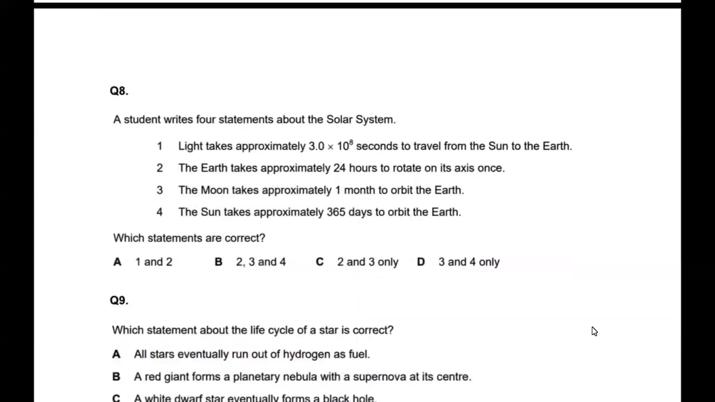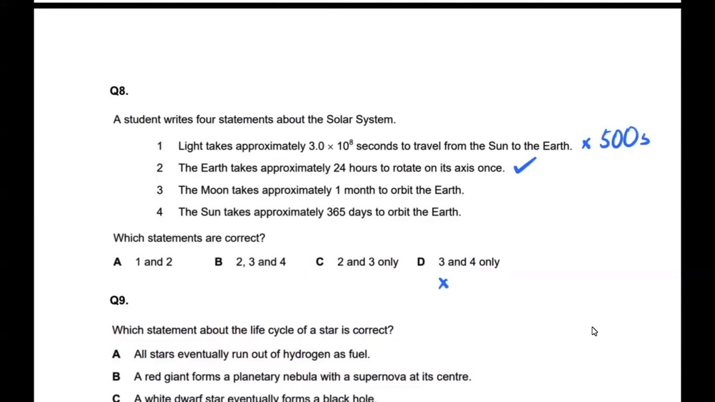Question number 8. A student writes 4 statements about the solar system. So light takes approximately this many seconds to travel from sun to the earth. This is not true. We should know that this value is 500 seconds. The earth approximately takes 24 hours to rotate on its axis once. This is true. So any option that doesn't contain 2 would be wrong. So it can't be D.